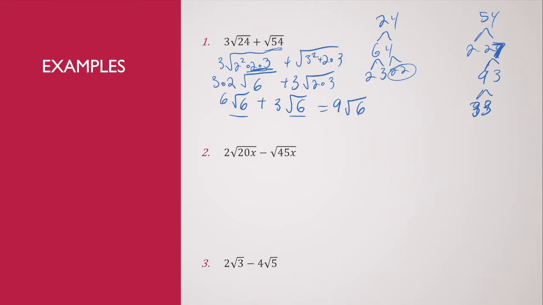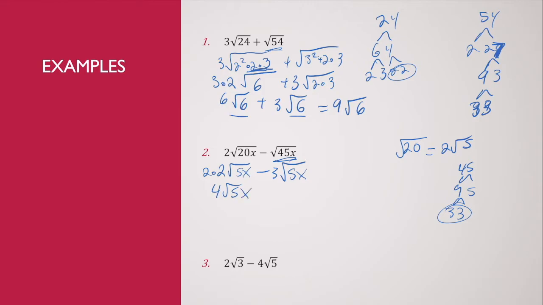If I have 2 times the square root of 20x, remember that the square root of 20 is 2 square root of 5. We've solved this one quite a bit before, so as you work on these, some of them will stick in your head. So I've got 2 times 2 square root of 5x minus the square root of 45x. Well, 45 is 9 times 5, and that's a 3 squared. So I have 3 square root of 5x. That gives me 4 square root of 5x minus 3 square root of 5x, which is just the square root of 5x. Final answer.